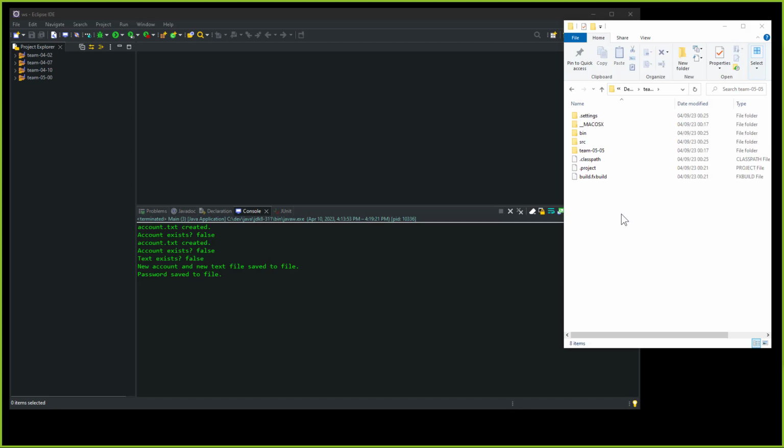Okay, so the first thing that is wrong here is you didn't clean your folder. So this setting is unnecessary. This Mac is unnecessary. This bin is unnecessary. This class path, the project, you see, all of these are unnecessary. And I don't know why you have another team 0505 inside here.